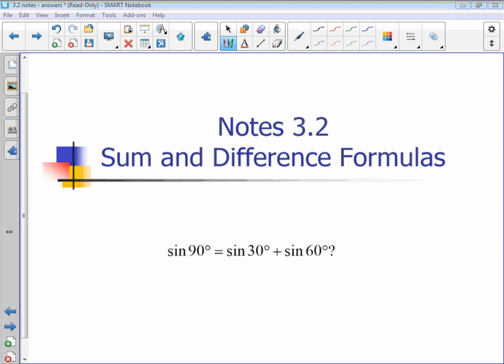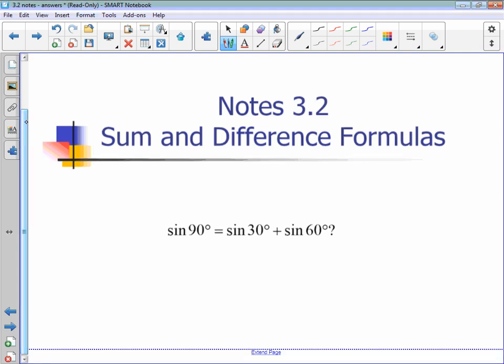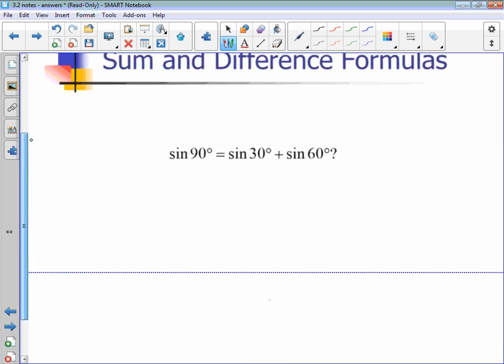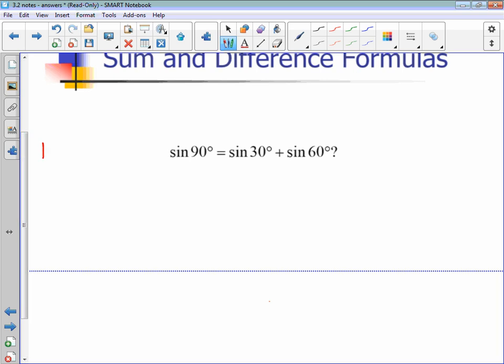All right, guys, we are doing 3.2, which is the sum and difference formulas. This goes back to you have to know your unit circle well. So first, go ahead and jot down this: sine of 90 equals sine of 30 plus sine of 60. There's a question mark there because I want to know, what do you think? Is that actually true?